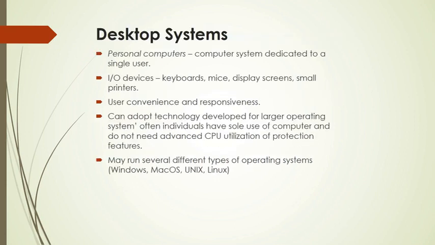Next, we will see desktop systems. Desktop systems are the personal computers that you are using nowadays, and they have a dedicated keyboard, mouse, display screen, and printers. They run operating systems like Windows, Mac, Unix, Linux, and they are very convenient and responsive for use. Because these are single user systems, often handled by a single user, they don't need advanced CPU utilization and protection features. So this is about desktop systems.